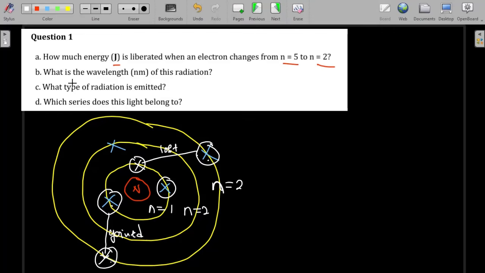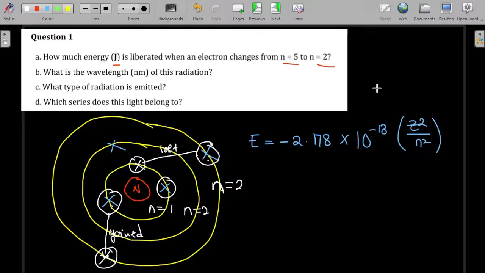The amount of energy that an electron has in a specific energy level is given by the formula: energy is equal to minus 2.178 multiplied by 10 to the power minus 18, and then in the brackets, Z squared over n squared. So what is the Z squared? Z squared is just the atomic number. In most of these questions, if they don't state the atom that you are dealing with, you are going to assume that the atom is hydrogen, and hydrogen has the atomic number 1.